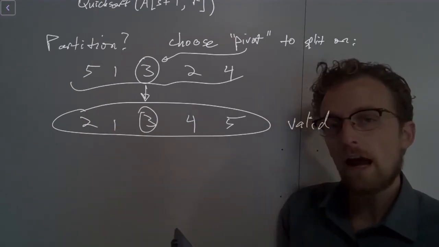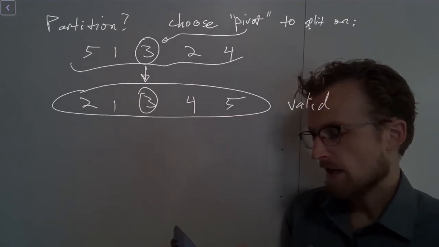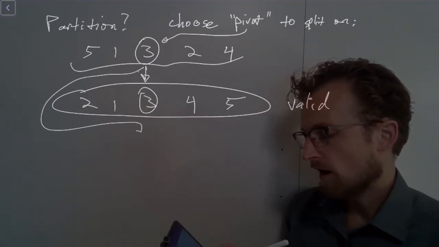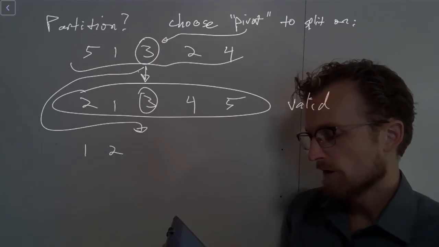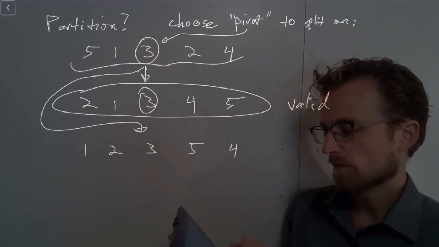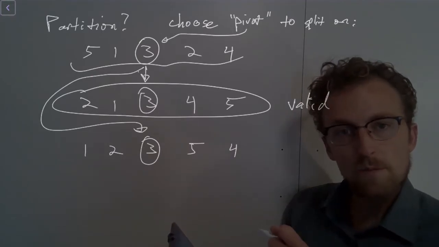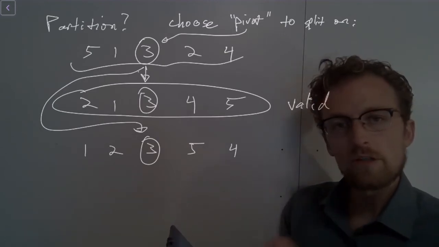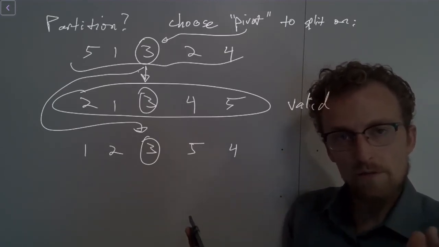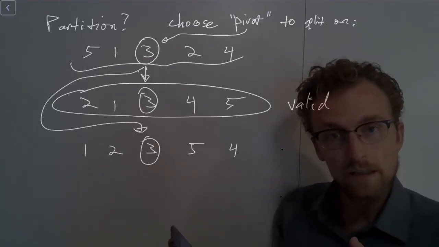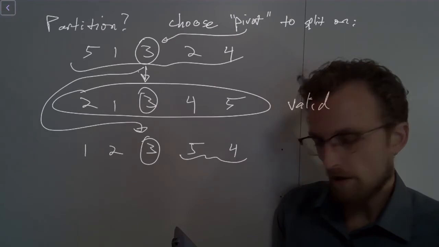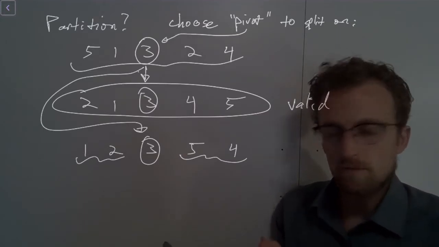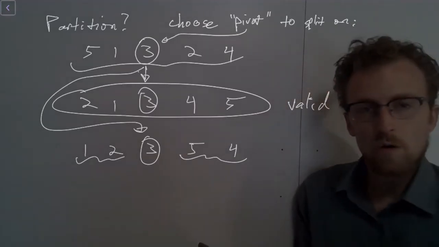Here's another valid output for the partition function. If it chooses 3 as a pivot, it could also give me 1, 2, 3, 5, 4. Everything to the left of the pivot is less than it, and everything to the right of the pivot is greater than it. Notice there's no guarantee that just because I'm to the right of the pivot that I'm sorted. All I need is that if I'm to the right of the pivot, I'm greater, and if I'm to the left, I'm smaller. Perhaps we get lucky and it is sorted, or perhaps it isn't. There's no guarantee at all. So this is the idea of the pivot.